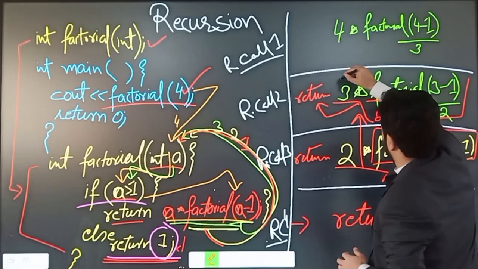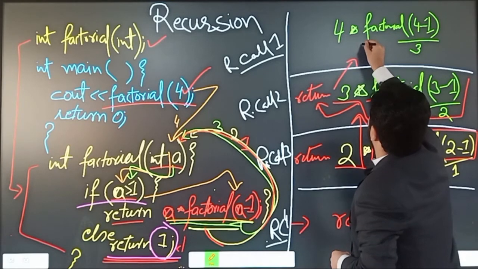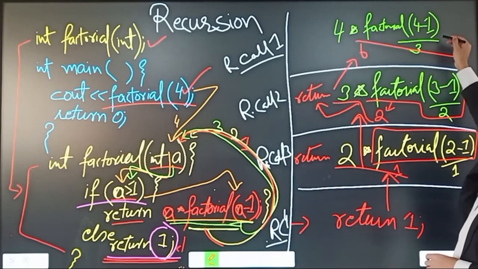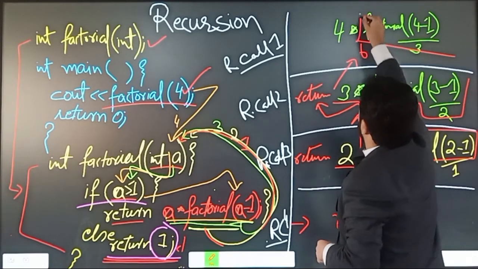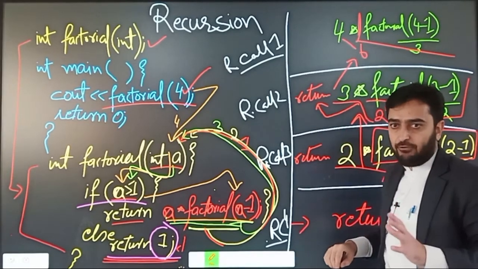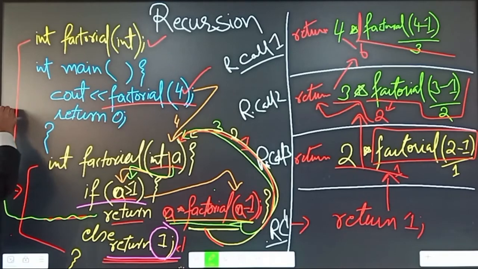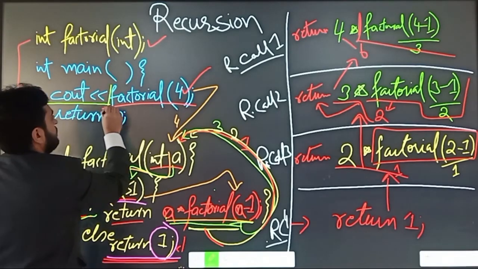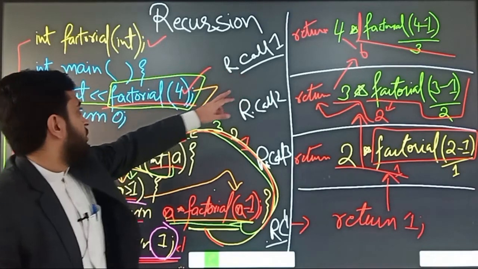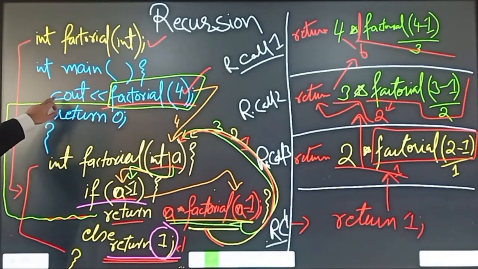So 6 will be returned from the second recursive call to the first recursive call, and 6 will come here as the answer to the first recursive call. 6 multiplied by 4 is equal to 24. 24 will be returned from the user defined function. So the factorial of 4 will be 24, and that 24 will be printed out on the console screen.